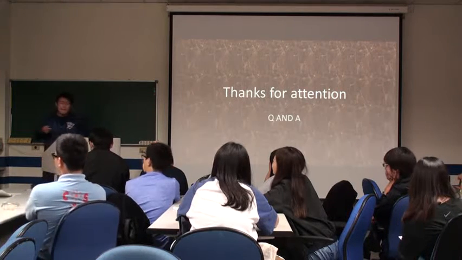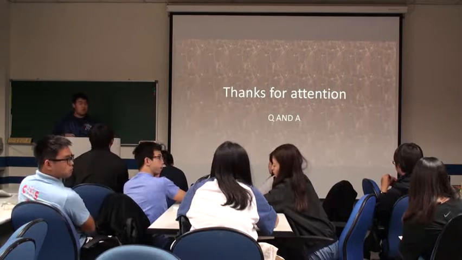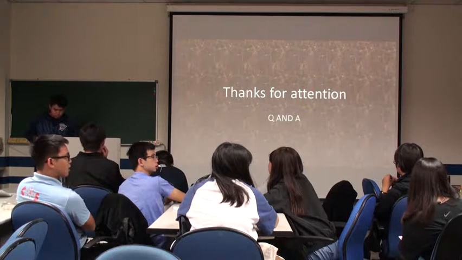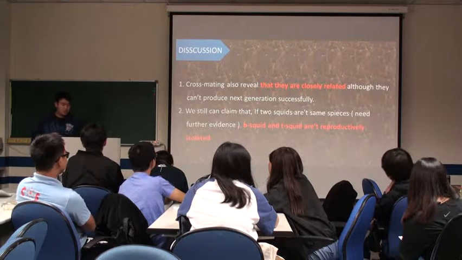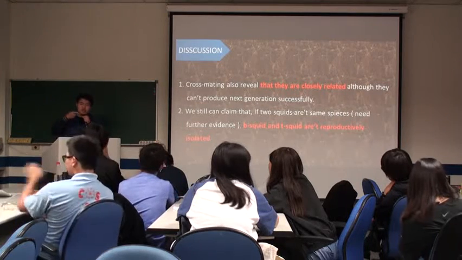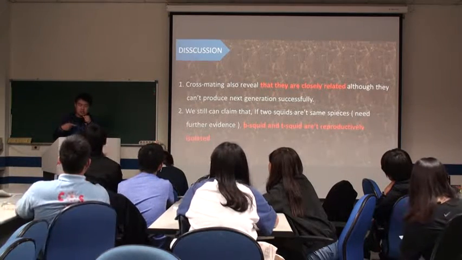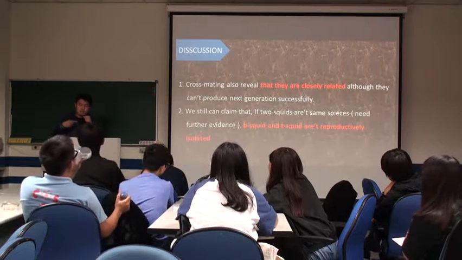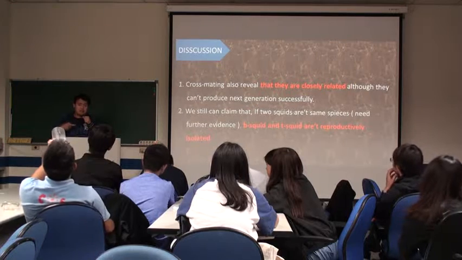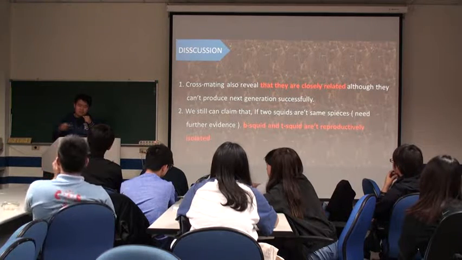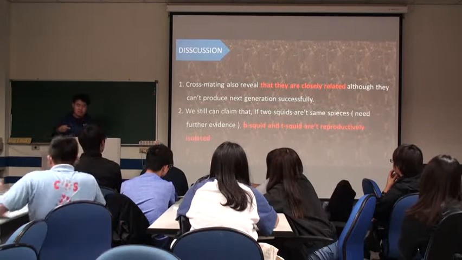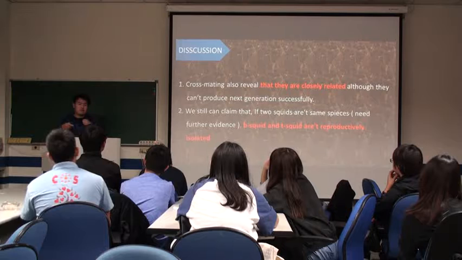CK, can you tell us the final description? This means that we did this experiment and we can tell that these two species are closely related, and whether they are the same species may need further evidence. B squid and T squid are not reproductively isolated because they can produce fertilized eggs.